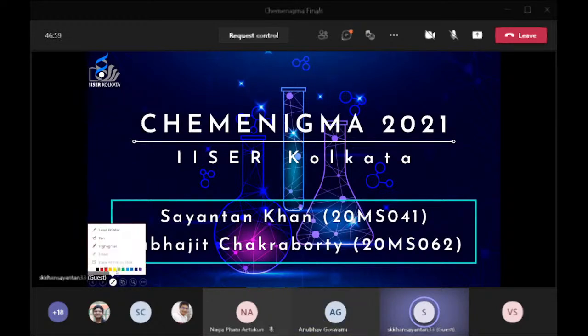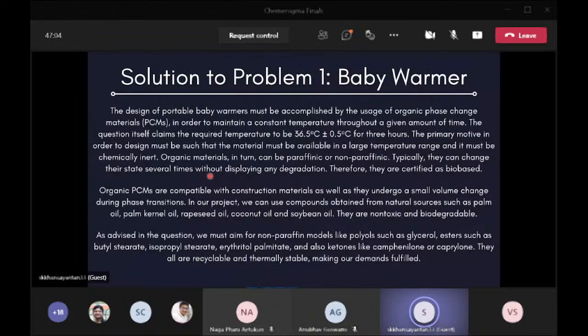Okay. So we are just starting with the first question. The first question was about that baby warmer problem. We were asked to design some organic phase change materials in order to maintain a constant temperature of 36.5 plus or minus 0.5 degrees Celsius for 3 hours. We actually need some non-paraffin materials because paraffin materials were not suitable, as stated in the question. So we looked for some organic materials which are non-paraffinic, so they can change their state several times without any degradation. So they are basically bio-based.